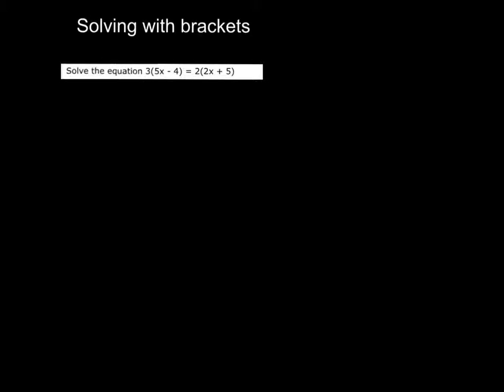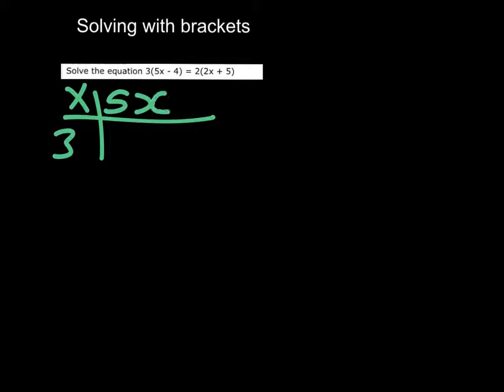Okay, solving with brackets. The first trick to remember with the bracket kind of questions is just to get rid of them to make the maths look easier. So the first one, if we just expand the brackets like you've seen in other videos, 3 lots of 5x minus 4. 3 lots of 5x is 15x, and 3 lots of negative 4 is going to be negative 12.